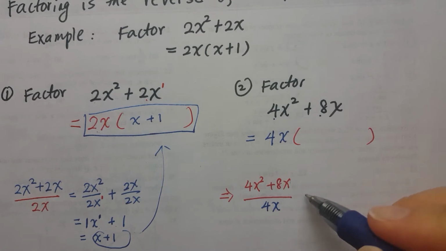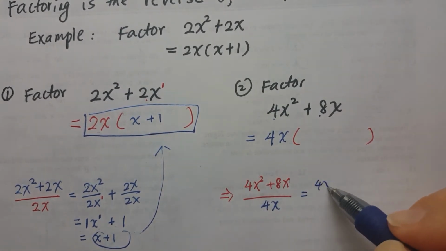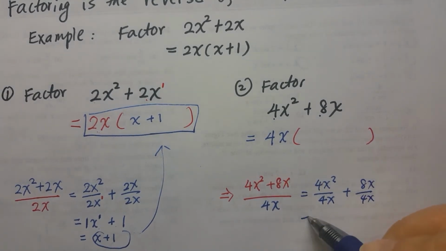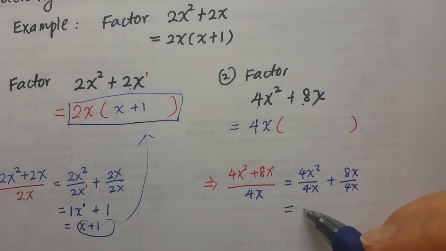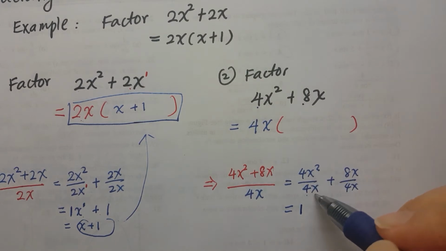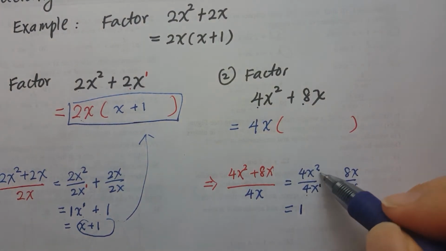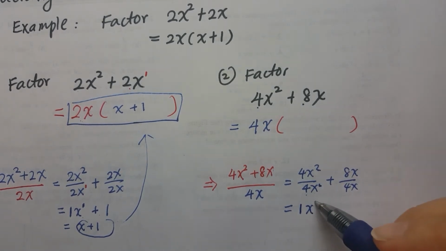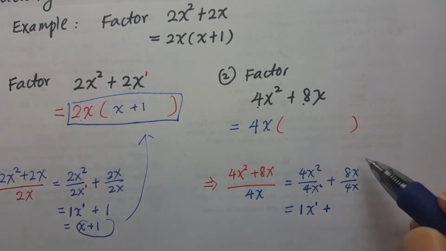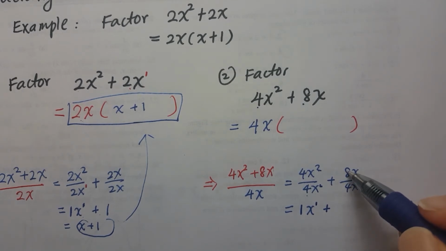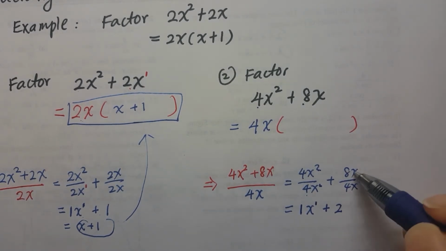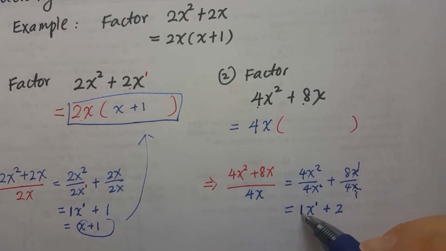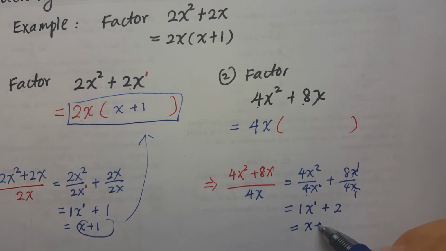Now each has to be divided by 4x. So 4x squared divided by 4x and plus 8x divided by 4x. Now 4 divided by 4 is 1. x squared divided by x. Then we do subtraction. 2 minus 1 is 1. So we get 1x to the first power. And then plus. So 8 divided by 4 is 2. x divided by x is 1. So therefore it cancels out. So now we get 1x plus 2. That means x plus 2.